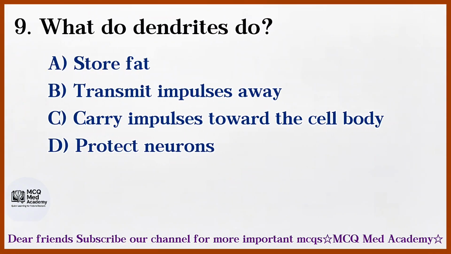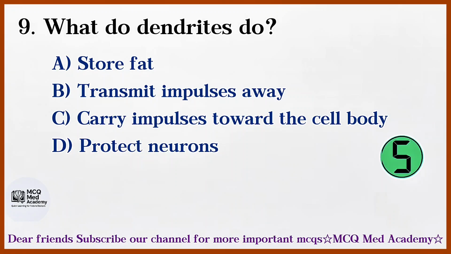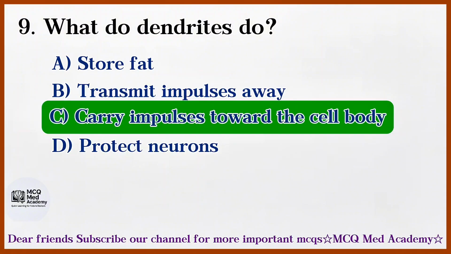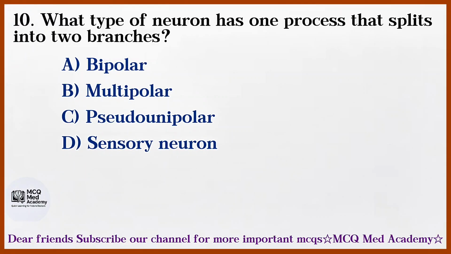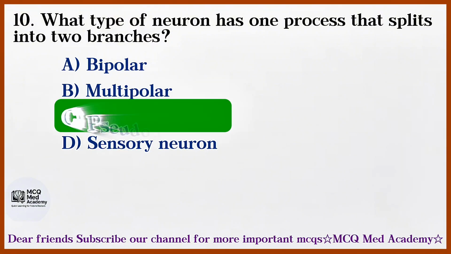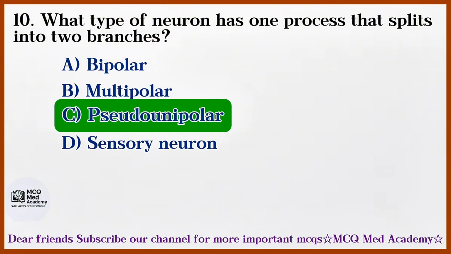9. What do dendrites do? Correct answer. C. Carry impulses toward the cell body. 10. What type of neuron has one process that splits into two branches? Correct answer. C. Pseudounipolar.